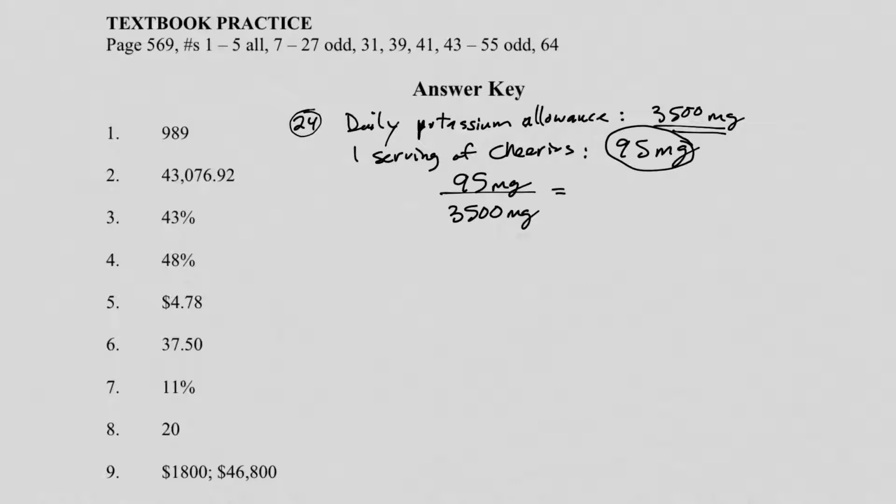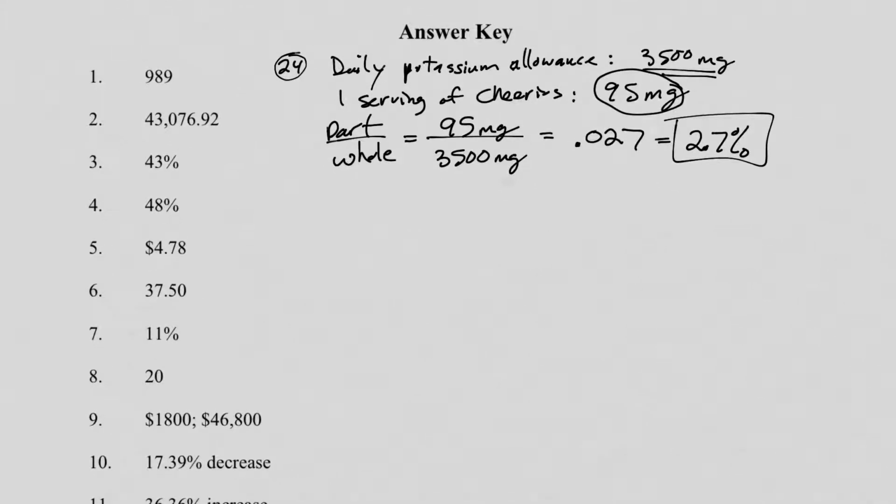So all we got to do is divide. Okay, so we're actually just doing part over whole. We don't need to do anything fancy. We get 0.027, which is going to be 2.7%. Okay. So all we did was use the part over whole.